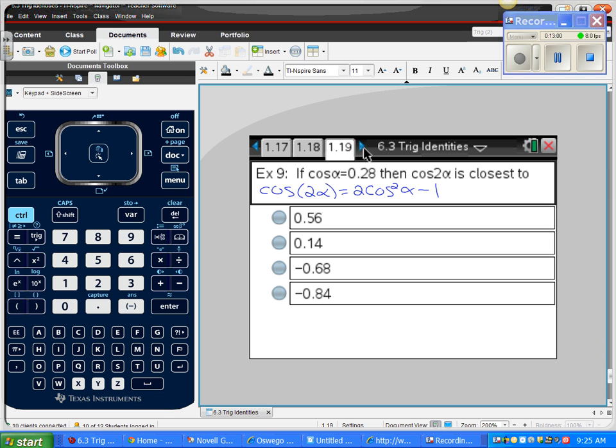All right. What do I know? I know cosine. So it's going to be 2 times 0.28 squared minus 1. And then you're going to do what? Yeah. -0.84. Just put it in your calculator. Good. Okay, so it's using those identities, guys. You doing okay?